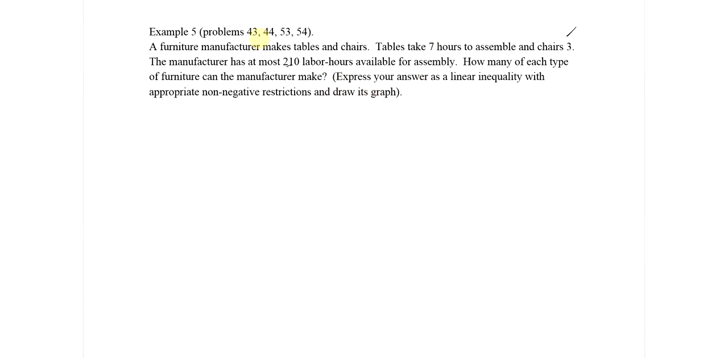The book, when dealing with these problems, says this. Express your answer as a linear inequality with appropriate non-negative restrictions and draw its graph. Okay, so what does that mean? Well, it's like a word problem. We need to figure out our variables and stuff. So we'll start by making a table. We're interested in making tables and chairs, right? How many of each type? So how many tables, how many chairs? We need to give each one a variable. X and Y are traditional variables, so we'll call the number of tables X and the number of chairs Y.